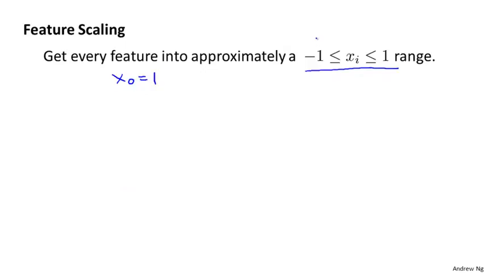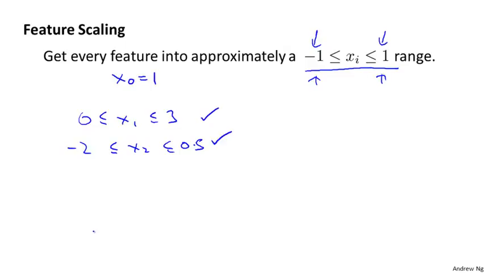The numbers -1 and +1 aren't too important. So if you have a feature x1 that winds up being between 0 and 3, say, that's not a problem. Or if you end up having a different feature that winds up being between -2 and +0.5, again, this is close enough to -1 and +1 that that's fine. It's only if you have a different feature, say x3, that ranges from -100 to +100, then this is a very different range of values than -1 and +1. So this might be a less well-scaled feature.